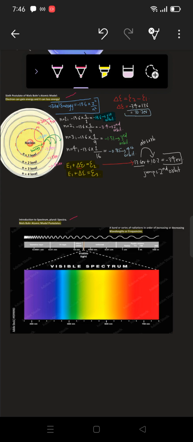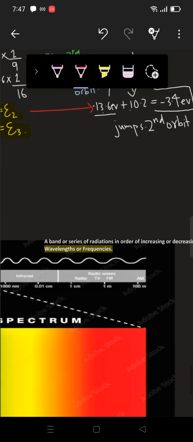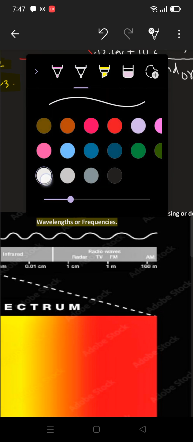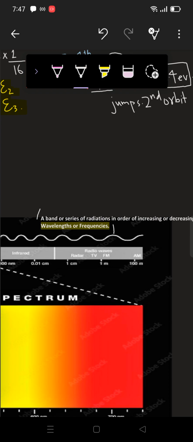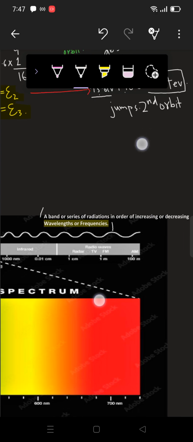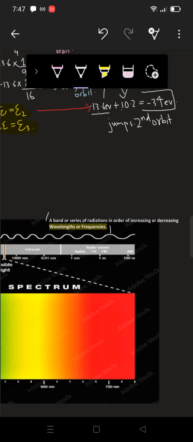So what is spectrum? A spectrum is a band or series of radiations in order of increasing or decreasing wavelengths or frequencies. As you can see, I have written the definition here as well. It is basically a band or series of radiations in order of increasing or decreasing wavelengths or frequencies. And how is it going to be produced? Of course, when light is resolved into its constituent radiations, it is called a spectrum, right?